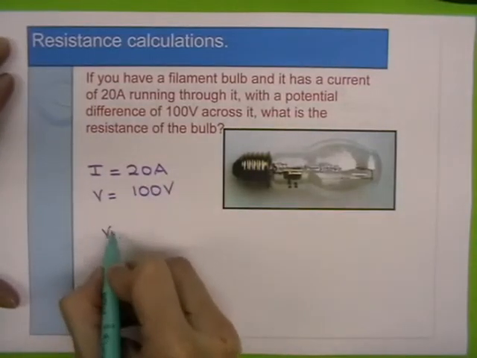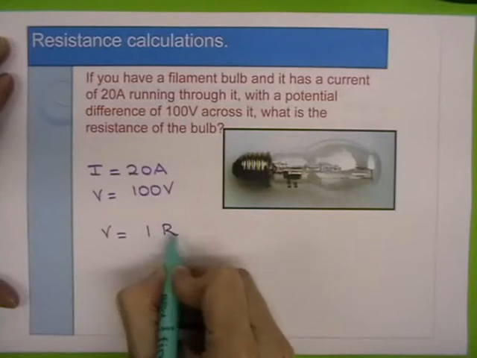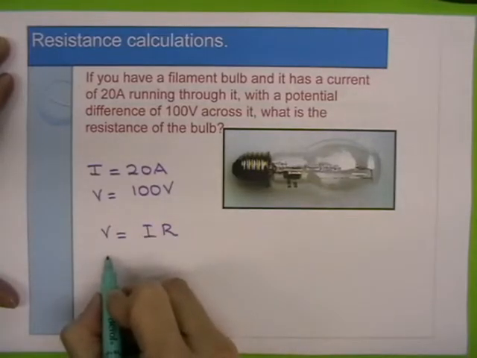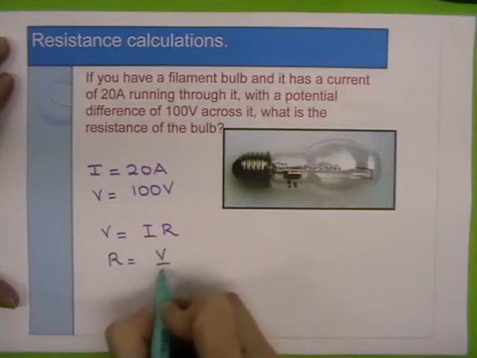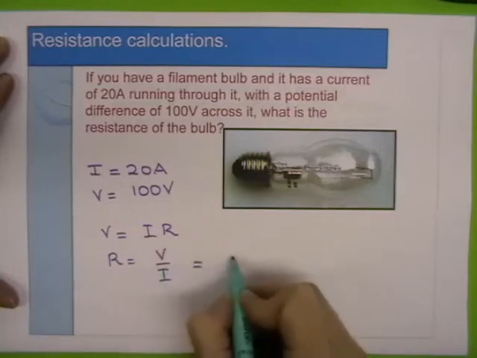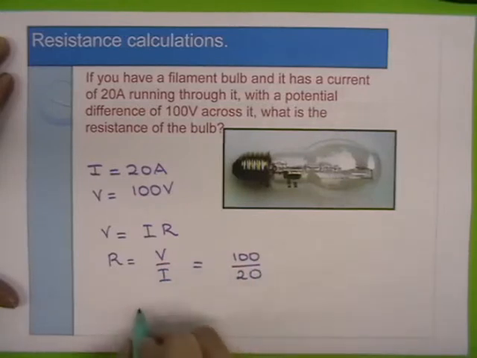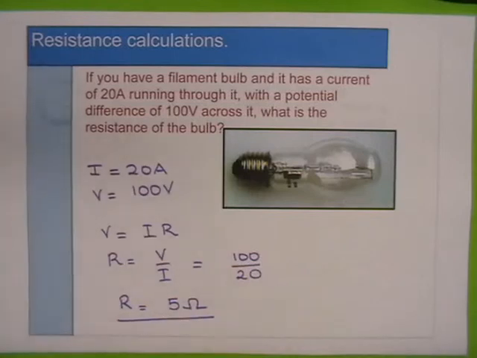If we use V = IR, we're looking for R, so we have to rearrange the equation. So R is equal to V divided by I, and that's equal to 100 divided by 20. And 100 divided by 20 gives you an answer of 5. And we have to use a unit, 5 ohms.